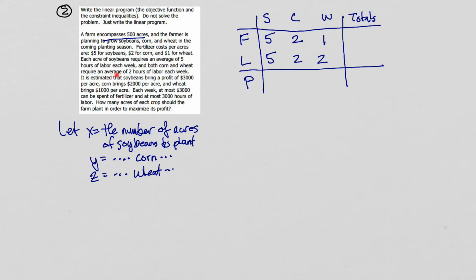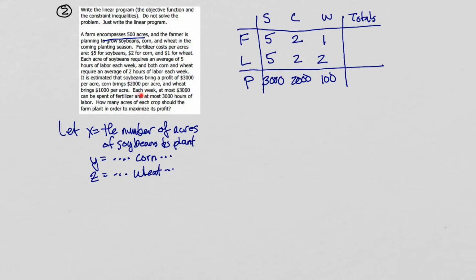And then, if we follow it down a little bit more, it says soybeans bring a profit of $3,000. All right, so let's get that. Soybeans, we make $3,000 per acre. And then $2,000 for corn. And then $1,000 for wheat. So we'll put $1,000 in here.